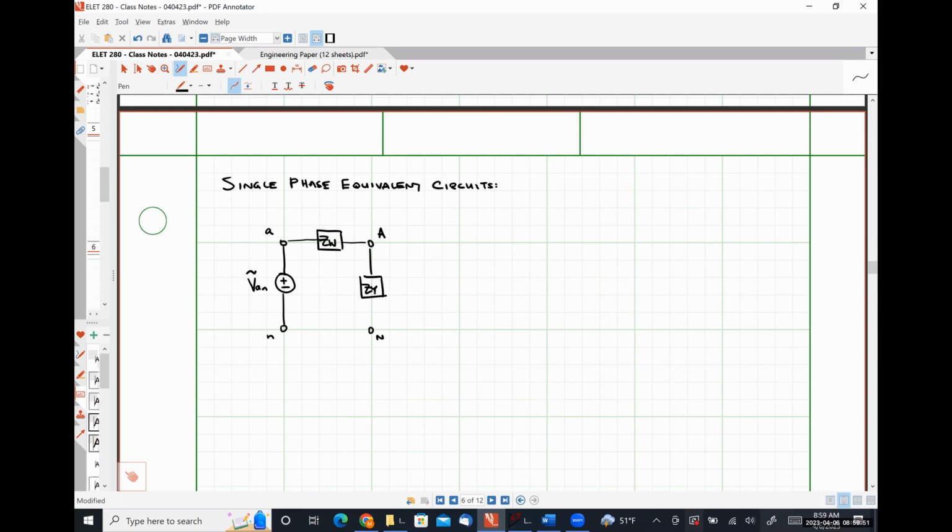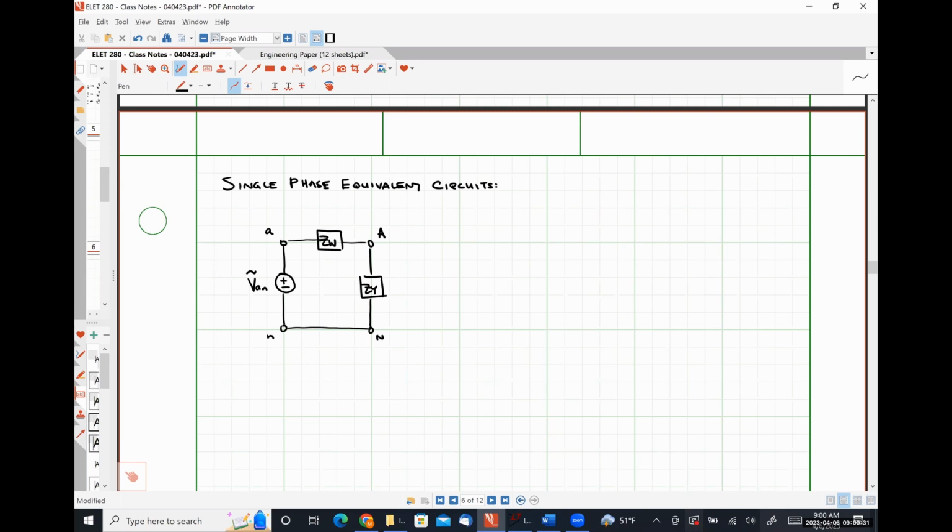Here's my load impedance ZY. And then here is where I have to make a caveat. It's not really a caveat. Earlier, we observed that there was no current flowing through the neutral terminal and there was no voltage drop across the neutral terminal, which means that we can simply put a wire here, regardless of what the actual impedance of our neutral conductor is, without changing anything whatsoever.